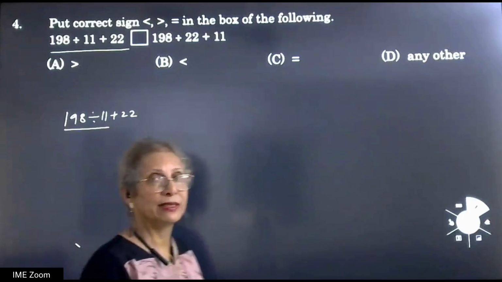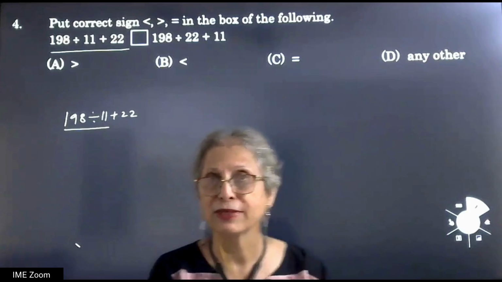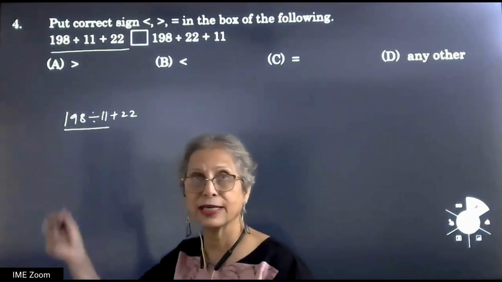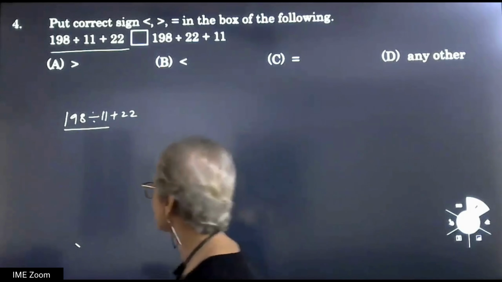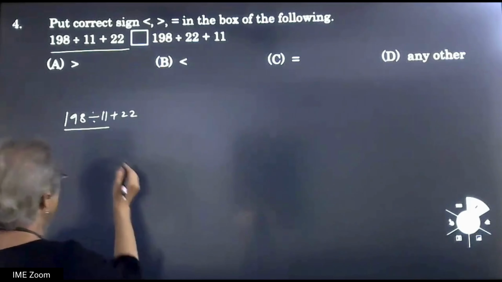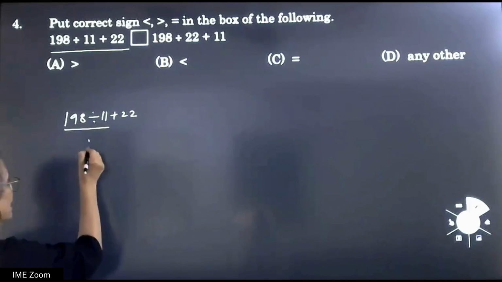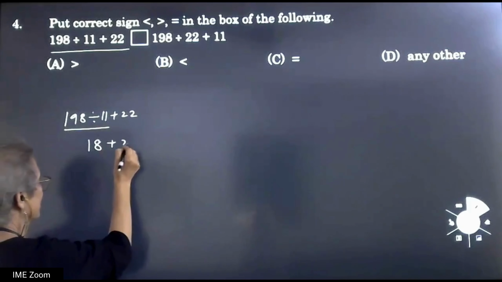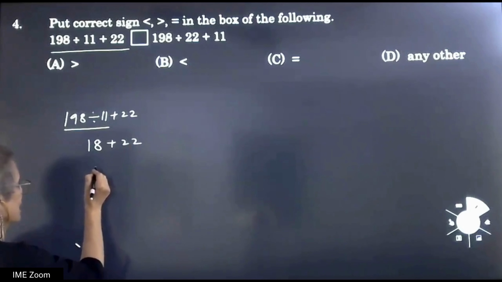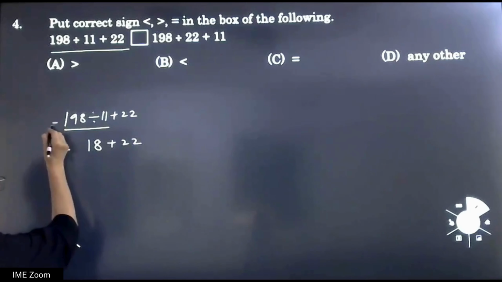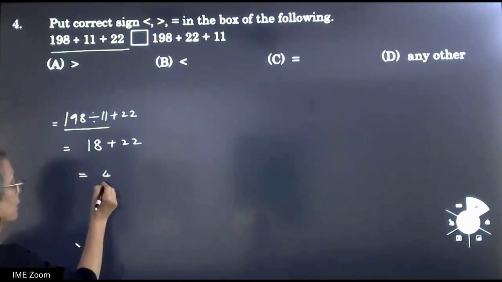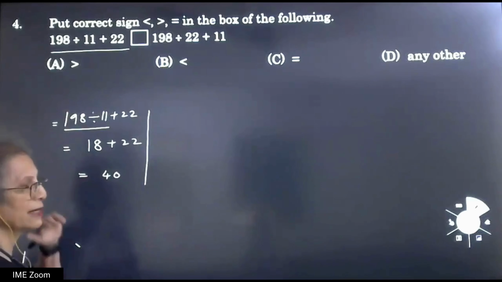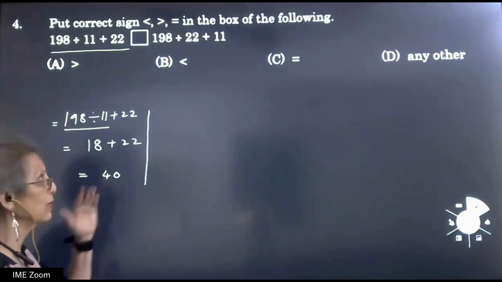198 divided by 11. Apply the divisibility test of 11. Alternate digits: 1 plus 8 equal to 9. So yes, it is divisible by 11. So let us see what answer we are getting. 11 ones are 11. 8 is remaining. 11 eights are 88. So 18 plus 22, and therefore this is equal to 40. So our left hand side we got is 40.